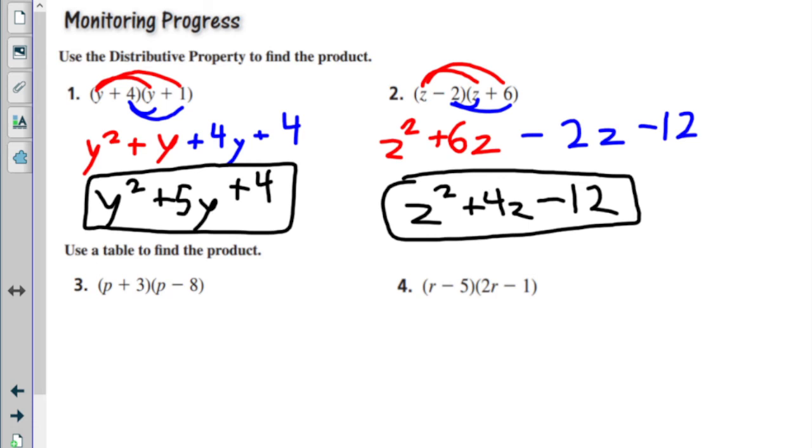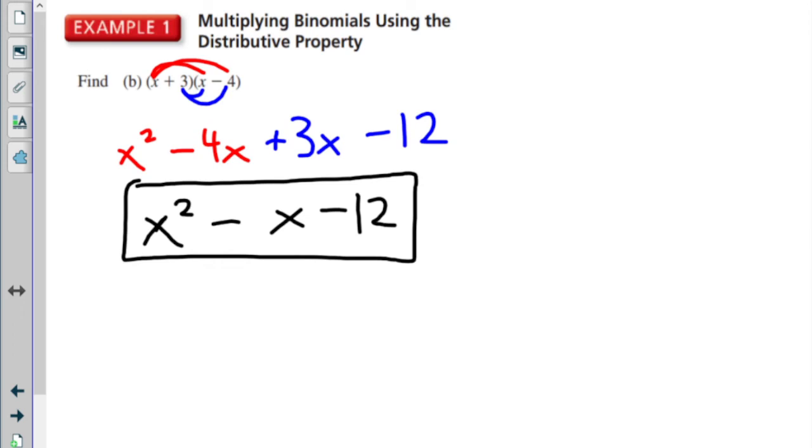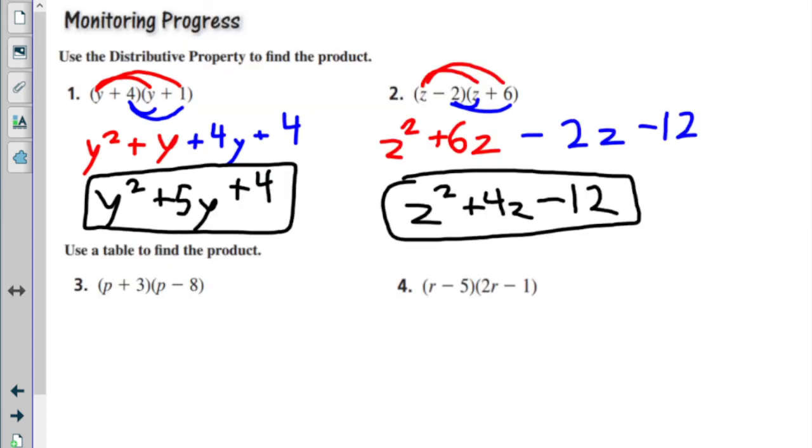The last terms, the minus 12 and the plus 4, came from multiplying those very last terms together. I have a positive 4 times a positive 1, that was a positive 4. I have a negative 2 times a positive 6, that was the negative 12. I have a positive 3 times a negative 4. That's how we got that negative 12 at the end. So grouping the last term with the last term, both of those came from multiplying the first pair and multiplying the last pair.